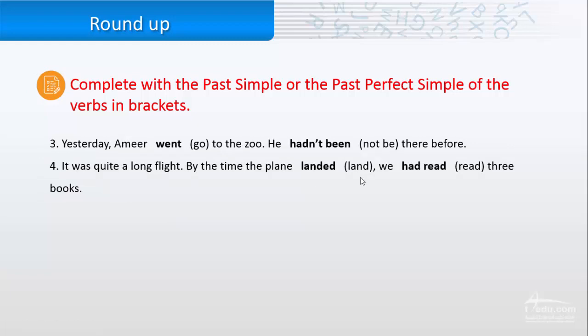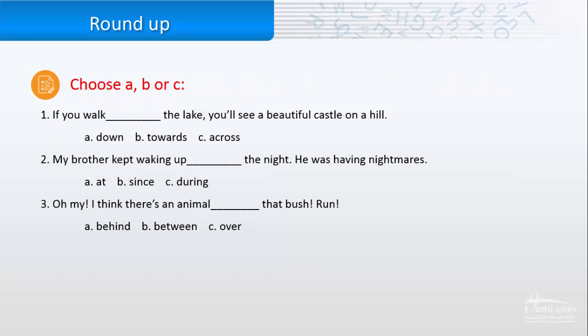Number 4, it was quite a long flight. By the time the plane landed, we had read 3 books. Excellent. Now let's choose A, B, or C. These are the prepositions of place, time, and movement.